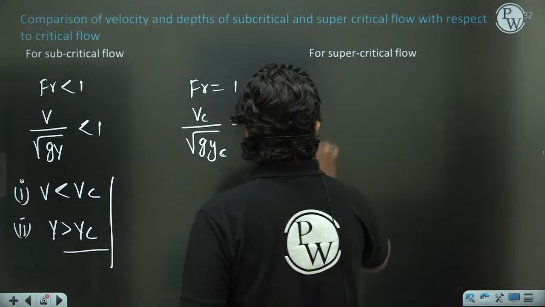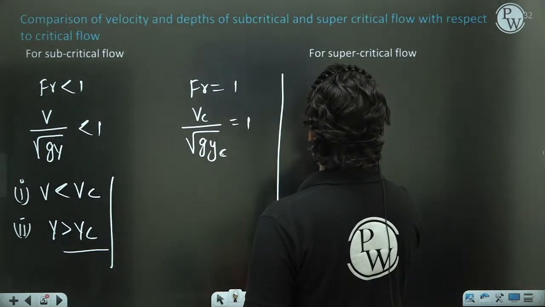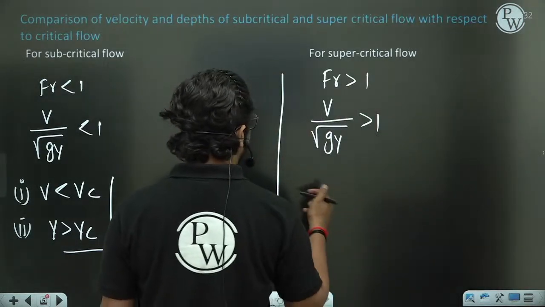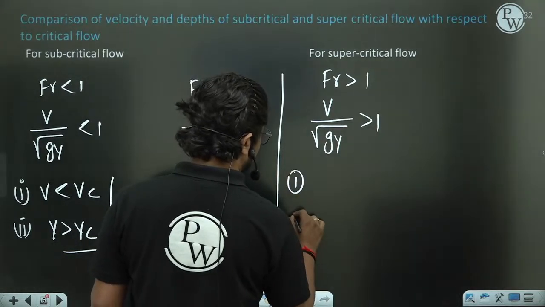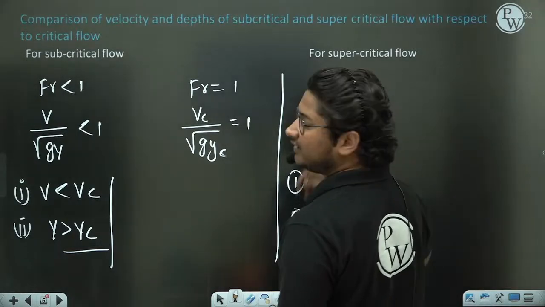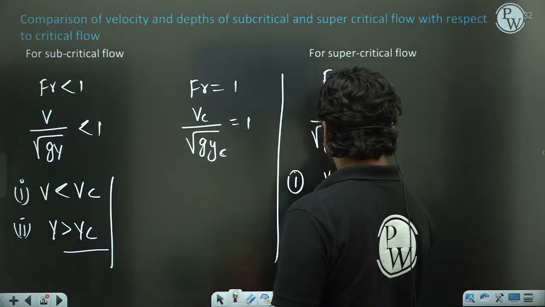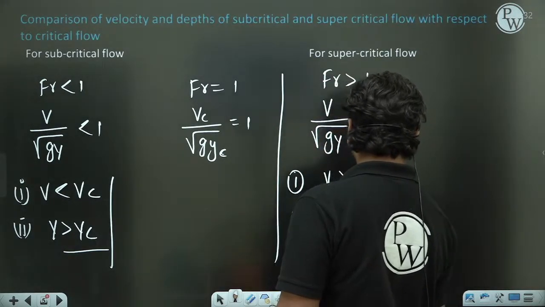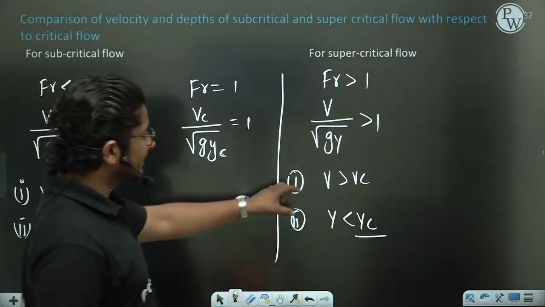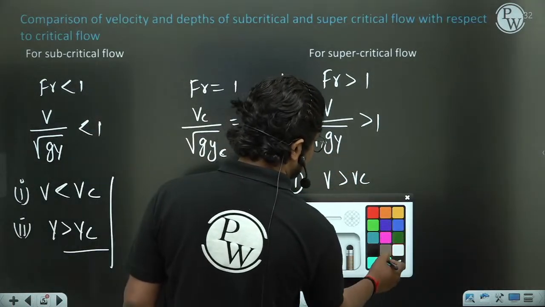Similarly, if you see supercritical flow, here the Froude number is greater than 1. So V upon root under g into Y is greater than 1. When is it possible? Only two cases are there for us. Either your V will be more than Vc, that means your numerator is more, or second case, your Y will be less than Yc. And then again, it is a condition for supercritical flow. I hope it is clear to all of you, my dear.